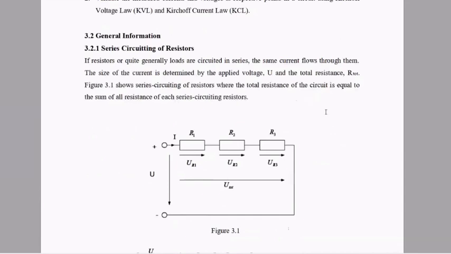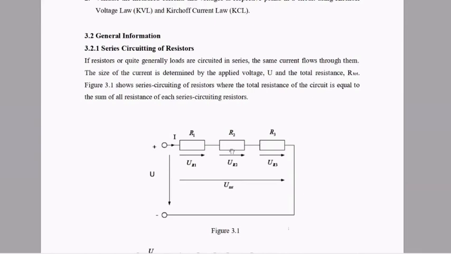The general information, 3.2.1, series circuiting of resistors. If resistors or generally loads are circuited in series, the same current flows through them. The size of the current is determined by the applied voltage U and total resistance R total. Figure 3.1 shows series circuiting of resistors where the total resistance of the circuit is equal to the sum of all resistance of each series circuiting resistor.